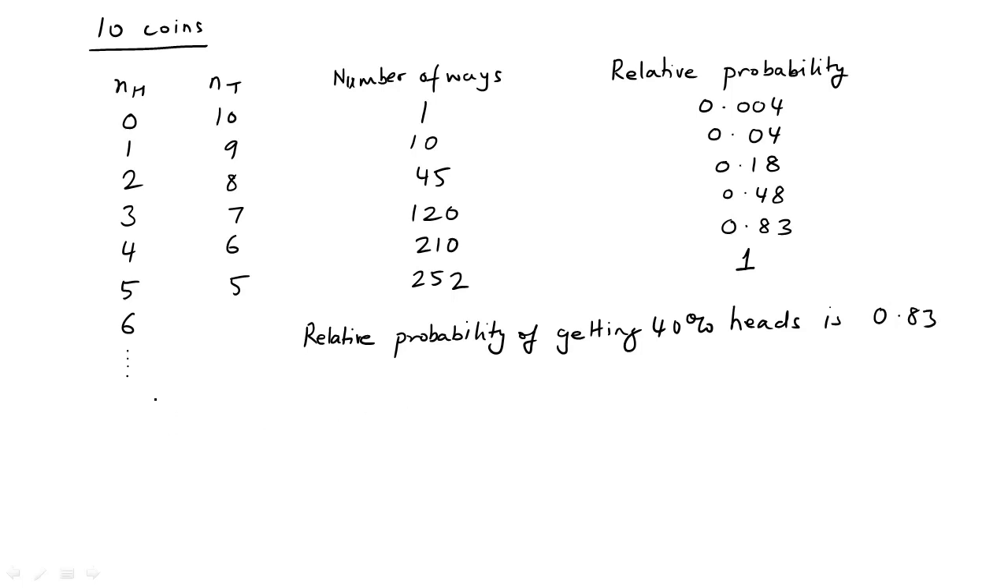Now suppose we had 100 coins and we made a very similar table as we have done above. Without explicitly doing the calculations, let me write down the numbers so that we can look into the kind of insight that we want to get from here. So the number of heads, number of tails, number of ways, and relative probability.